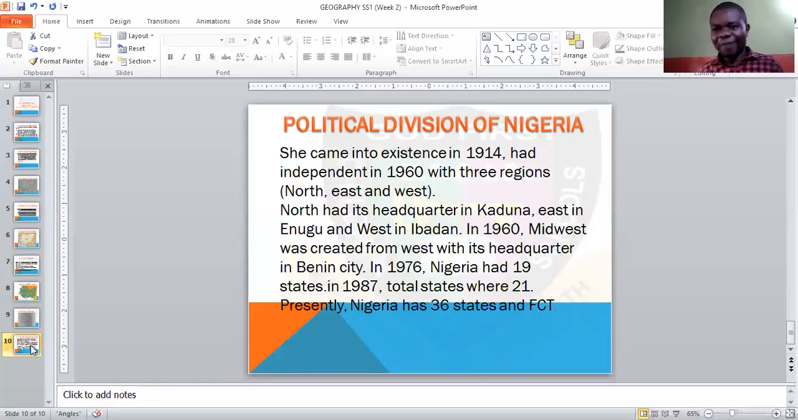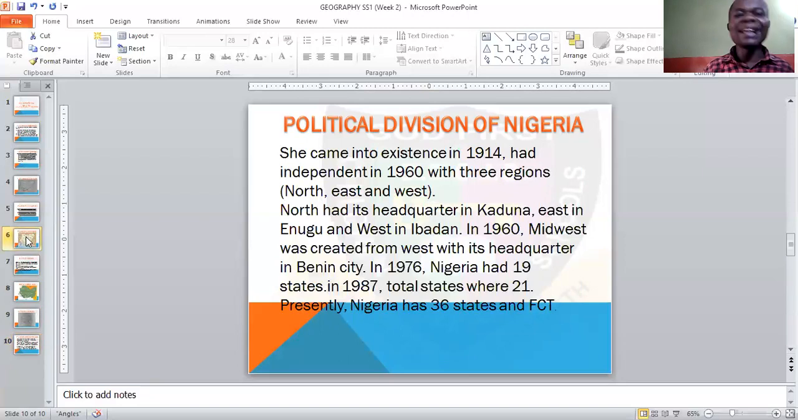People are still agitating for that, that we are being marginalized, that our states are not more, especially in the southeast. We hear that we are just five states, where some are six. So those states could still be expanded. What I mean by expansion is some states could also be created out of those states later on. But for now, we're having 36 states and FCT.